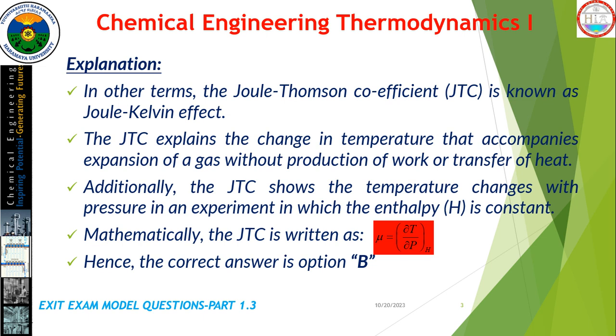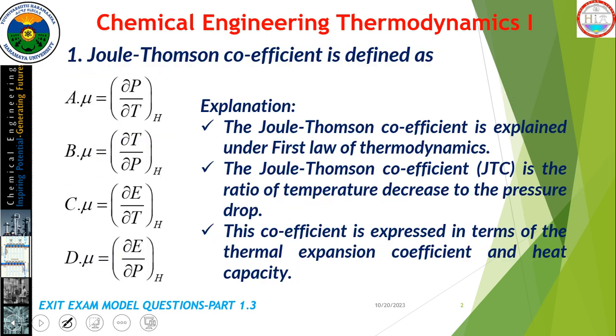B, which indicates that mu, the Joule-Thomson coefficient, is directly related to the partial of T with respect to P at constant enthalpy, which is explained in multiple choice B.